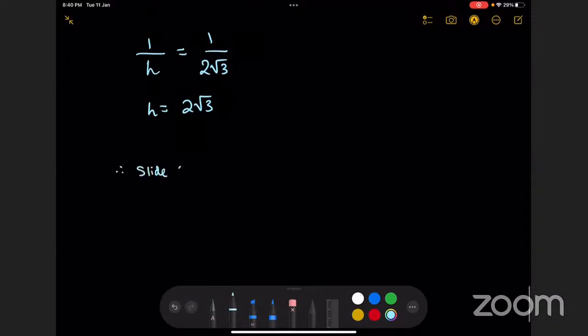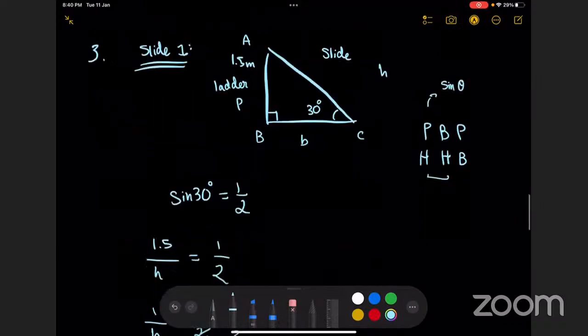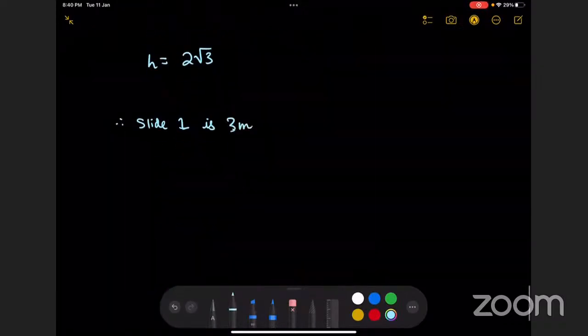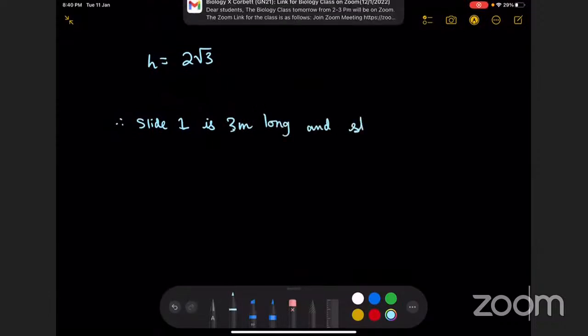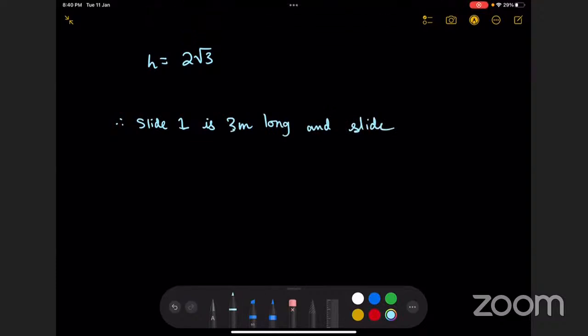Slide 1 is 3 meters long, and slide 2 is 2 root 3 meters long.